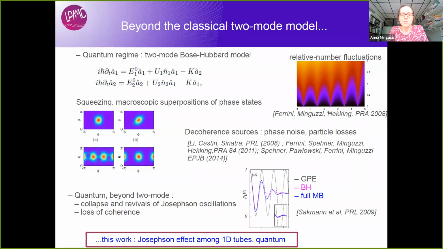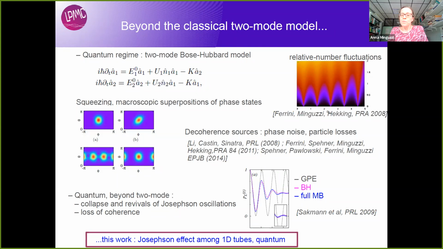And of course, this is a very fragile state, and there have been a lot of studies about the coherence losses and the fate of these states at long times. And so this basic model was essentially zero-dimensional, but then you may also consider more advanced models where, for example, you describe more energy levels in the two wells. And in that case, it has been demonstrated that there can be collapse and revivals of Josephson oscillation and, in general, a loss of coherence.